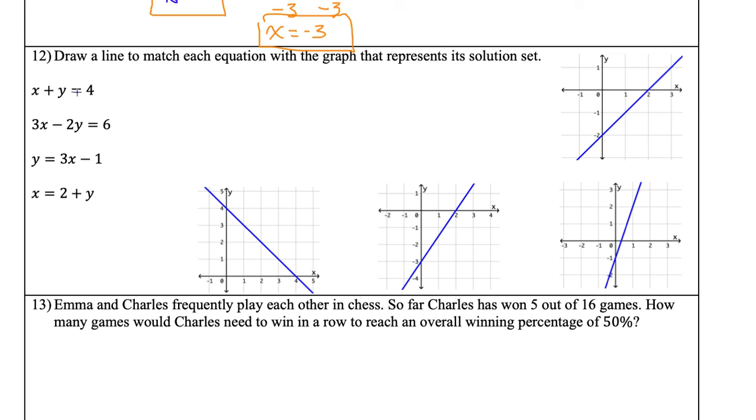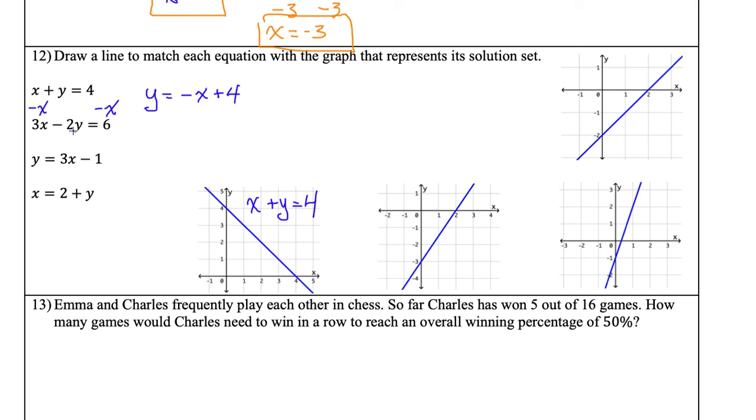So the way to do this first one, I think, if I just subtract x on both sides, then I get the equation y is equal to -x plus 4. That means my slope is -1. Which of these has a slope of -1? Just this one. So this is the x plus y is equal to 4 answer. And yes, the y-intercept is 4, so that makes sense.